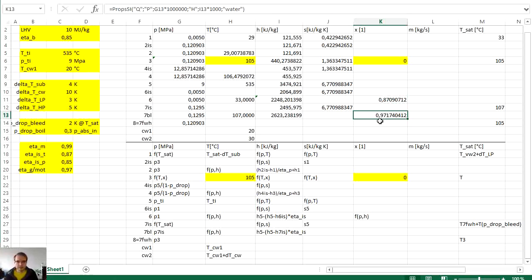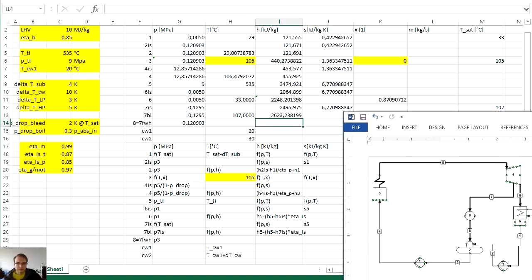And we can see that in this case the bleed steam is just slightly wet. But it doesn't need to be the case. The steam can be also superheated in general. So that was the point number 7. Here the point number 8 or 7 going to the feedwater heater.